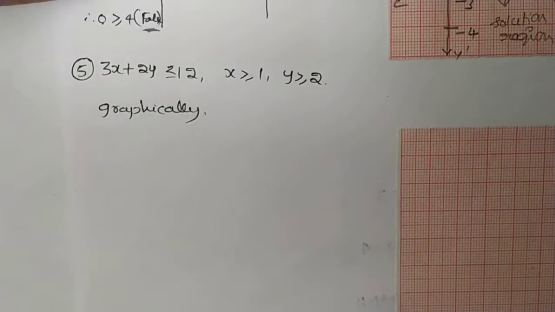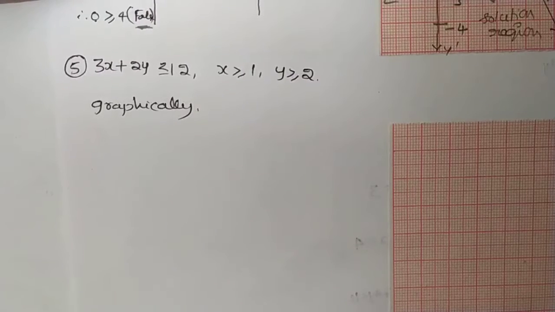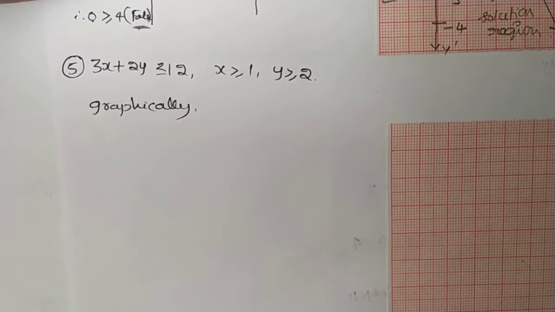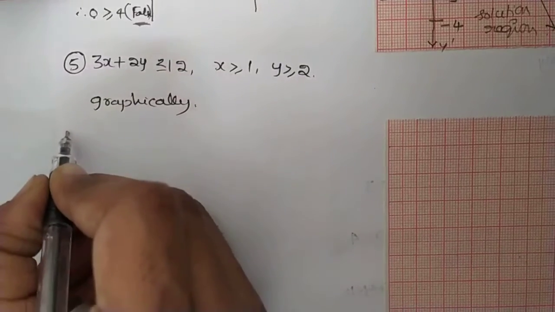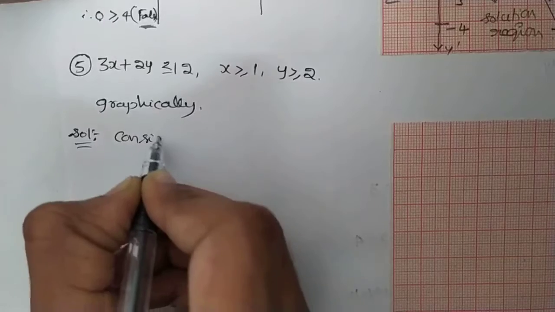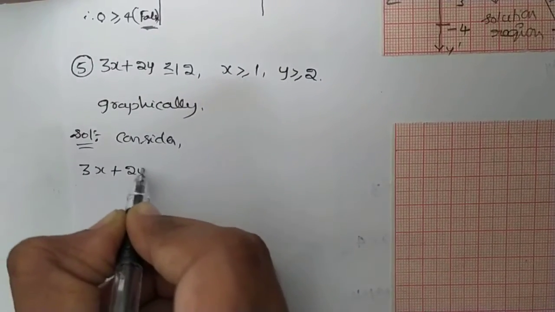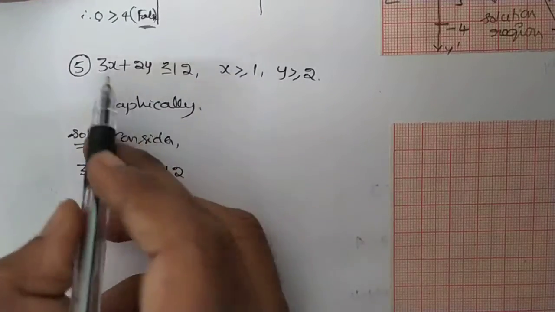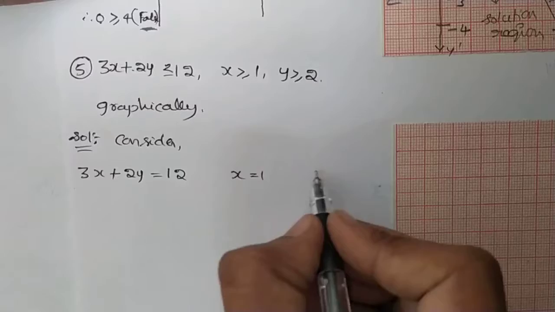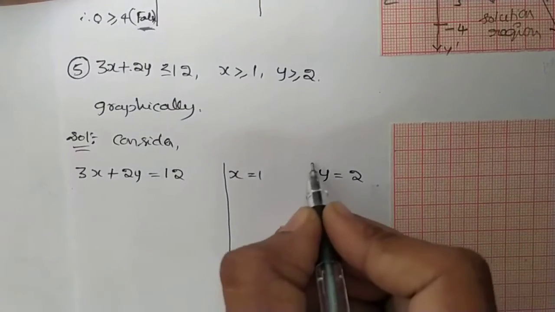The question we have: solve 3x plus 2y less than or equals to 12, x greater than or equals to 1, y greater than or equals to 2 graphically. Solution: we know that whatever the inequality is given, we have to consider equal. So 3x plus 2y equals to 12. Next x equals to 1. Next y equals to 2. Solve these inequalities.